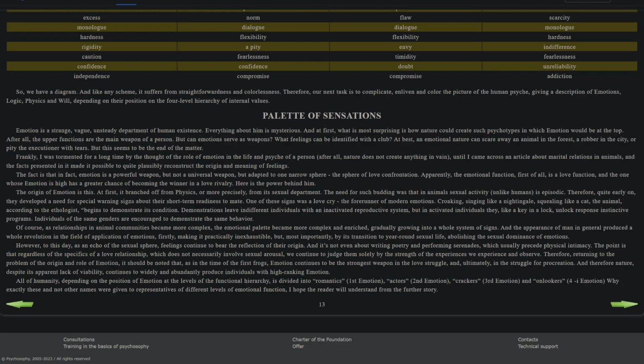All of humanity, depending on the position of emotion at the levels of the functional hierarchy, is divided into romantics, first emotion; actors, second emotion; crackers, third emotion; and onlookers, fourth emotion. Why exactly these and not other names were given to representatives of different levels of emotional function, I hope the reader will understand from the further story.